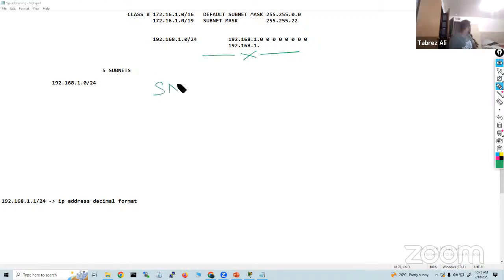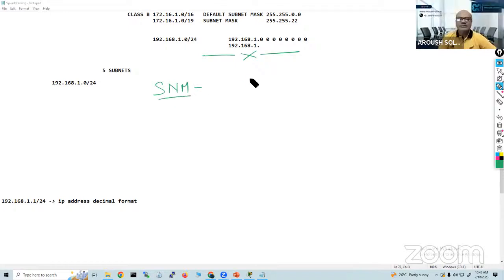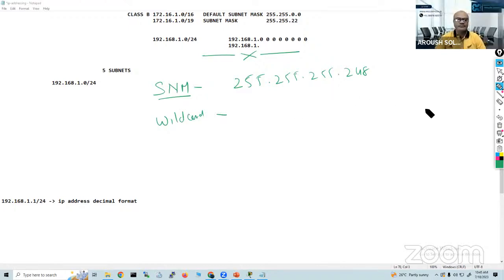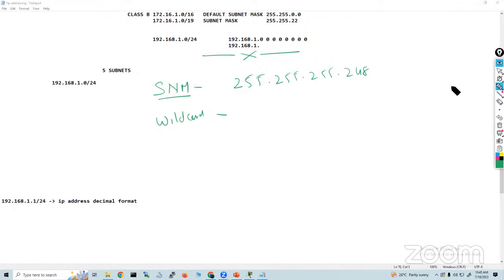This is my subnet mask. Lakshman, can you mute your mic? Okay. And this is my subnet mask. 255.255.255.248. And what could be my wildcard mask? Okay. Now what could be my wildcard mask? 248, right? Okay.